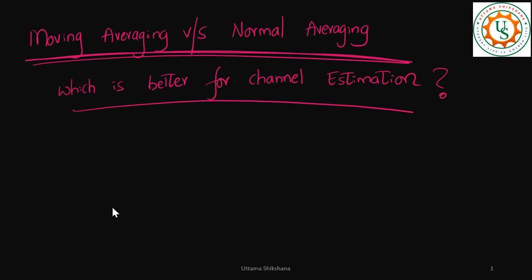Hey guys, welcome back. In this video, I mainly want to talk about moving average versus normal averaging. I want to see which is the better one to use for channel estimation.